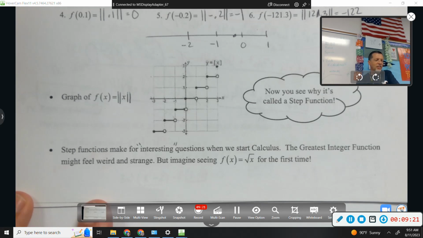The greatest integer function feels weird and strange, I'll grant you that. But so did all the others the first time you saw them. The first time you saw absolute value, you're like, whoa, why is that a V? That's weird. Now it's just like, oh, that's just what it is. Same thing here. It looks kind of weird the first time, but we'll get used to it, and you'll be okay.